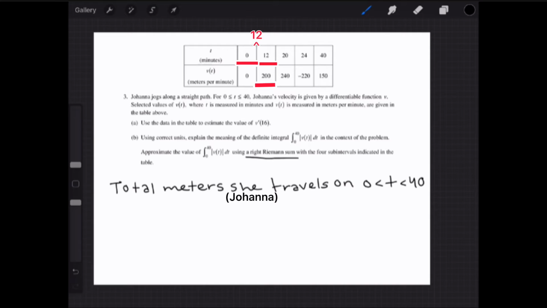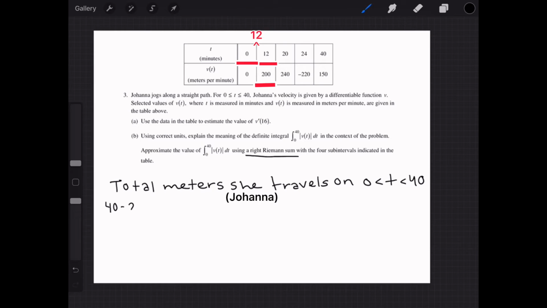The area of each rectangle in a right Riemann sum is found by multiplying the width of the base times the right height. For my right Riemann sum, then, I will multiply together the distance between times, 12, and the farther right value, 200. Now, I repeat this process on the other values on the table. I go from 12 to 20, which is 8, and the right endpoint is 240. Then I go from 20 to 24, which is 4, and the right endpoint is 220.